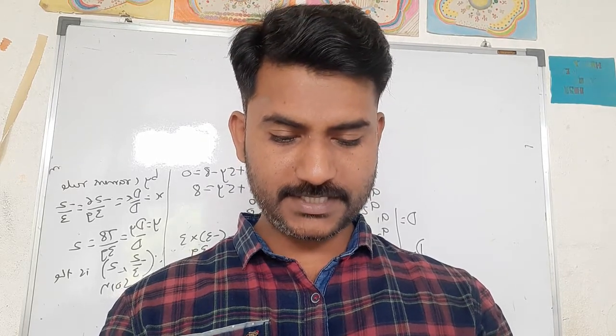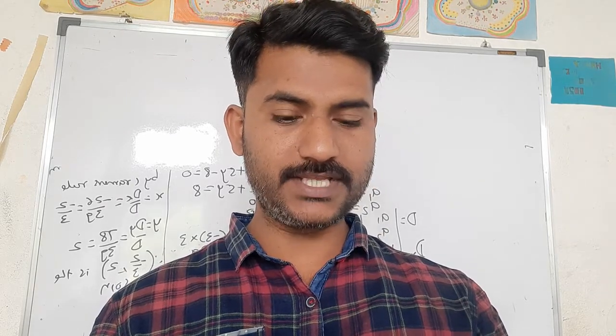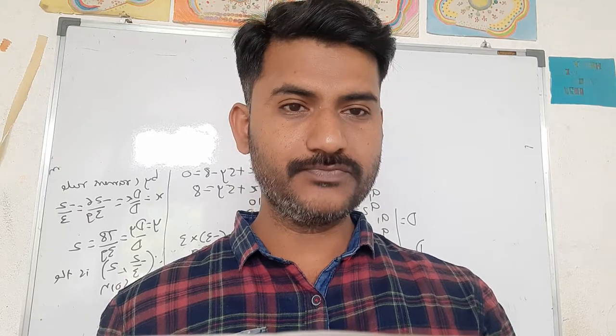So here we can say that 1, 2, 3, 4, 5, 6, 7, 8, 9, nine digits are there; nine zeros are there after 1. So this you have to complete.